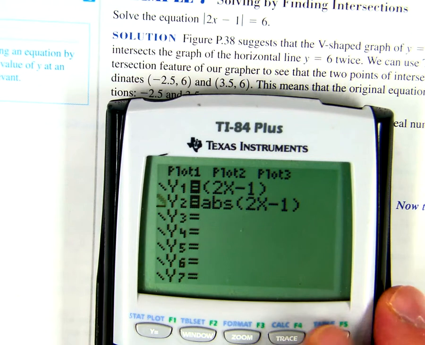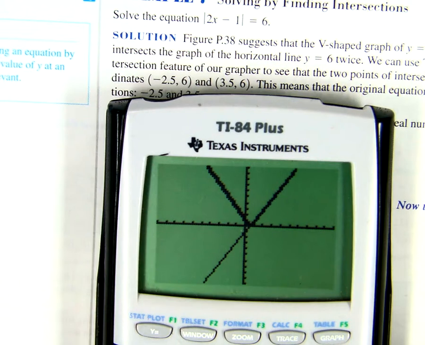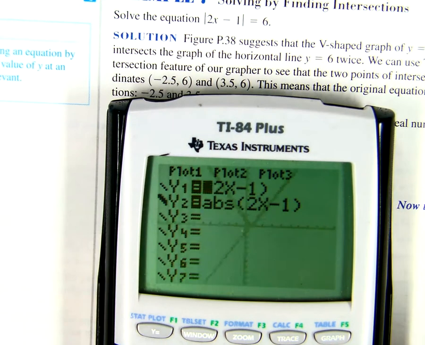Okay, so watch what happens when I graph this now. Here's that straight line, and here's the absolute value. So wherever y was negative, it's now positive, and you get that V shape. So when you have an absolute value, if you want to graph it, you can use your calculator to do so.